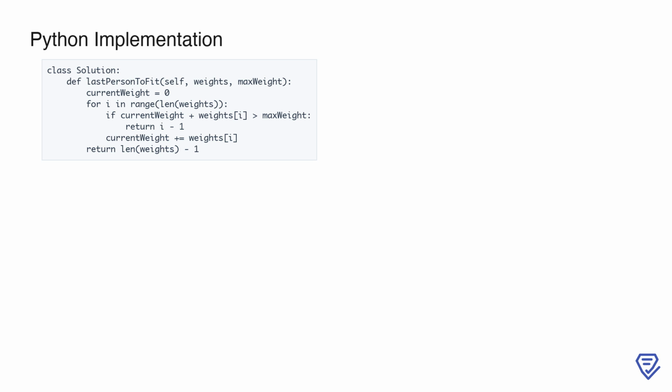We initialize current weight to 0, which tracks the cumulative weight of people already in the elevator. Then, we iterate through the list of weights using a for loop. For each person, we check if adding their weight would exceed the maximum capacity. If it does, we return the index of the previous person, i.e., i-1, as the last person who can fit. Otherwise, we add their weight to current weight and continue. If the loop completes without exceeding the weight limit, it means all people can fit, so we return len(weights) - 1, the index of the last person in the list. This solution is efficient with O(n) time complexity, where n is the number of people in the weights list.